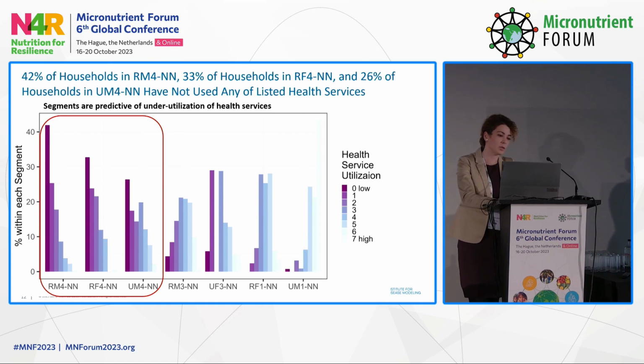So these 3 segments that were the most vulnerable populations or households: 42% of households in the RM4 segment, 33% of households in the RF4 segment, and 26% of households in the UM4 segment have not used any of those 7 listed health services that I mentioned in the previous slide.